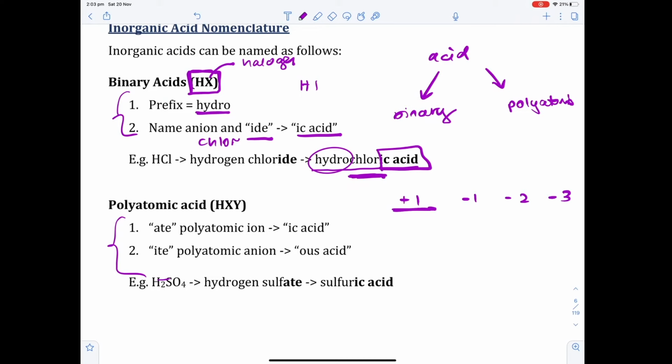Group 1 metals are all soluble. That is the universal rule of the solubility table. All group 1 metals and ammonium, always soluble. You can't forget that, okay? So ammonium is the only polyatomic ion with a +1 charge because it's like a group 1 metal. Does that make sense to everyone? Good. So that's the positive 1 charge.